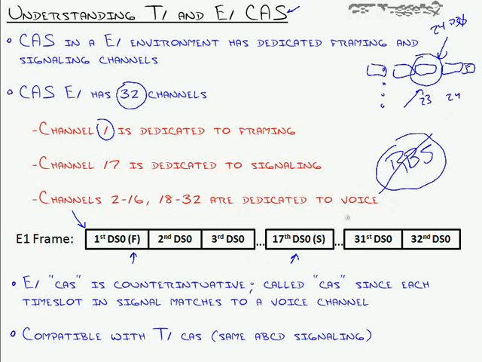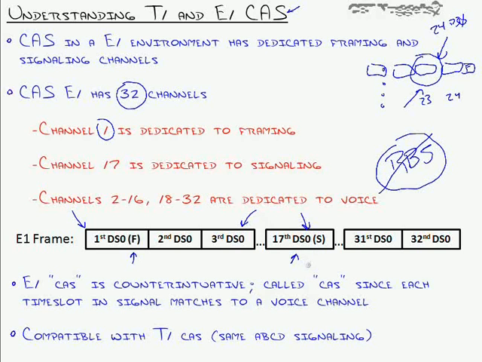There is no robbed bit signaling in E1 because each one of those DS0s never loses bits, since this channel is always dedicated to signaling. So you might wonder, as I did when I looked at this, and I even put a bullet here, E1 CAS is counterintuitive. It's called CAS since each time slot signal matches to a voice channel. When I first saw this, I thought, why do you even call it CAS, channel associated signaling? Because you're not associating the signal with each one of these channels. You've dedicated a common channel. There's one channel dedicated to signaling. So why do you call this CAS?